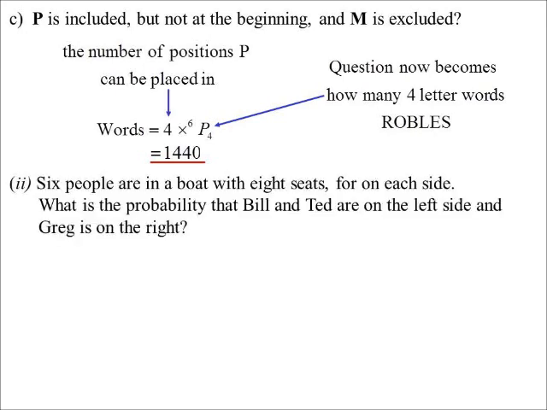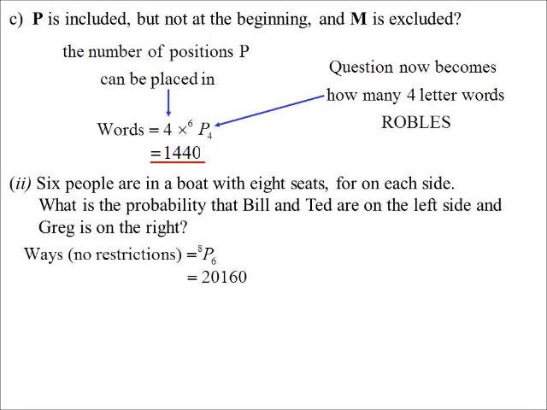Now, 6 people are in a boat. The boat's got 8 seats. 4, and by the way, that's not how we spell 4 in Australia either. That is misspelt. Okay. So what's the probability that Bill and Ted, they want to go on the left side, and Greg, he wants to go on the right-hand side? So it's a probability question. First thing I always do is work out number of ways, no restrictions, because that's going to go on the bottom of my fraction. So in this case, well, there's 8 seats. I'm going to end up using 6 of them. So 8p6, 20,160. That'll go on the bottom of the fraction.